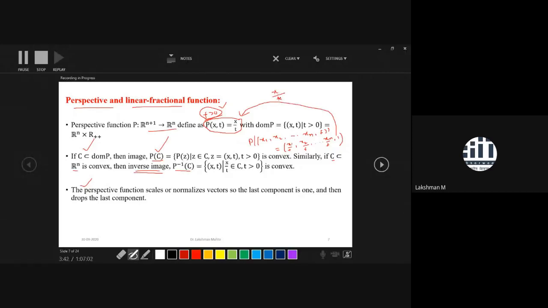Because it is a fixed number, there will be no change. So definitely what is happening here is a projection. That means we are projecting an n plus 1 dimensional space to an n dimensional space. Here the dimension of x would be preserved. So that is the criterion of the perspective function.